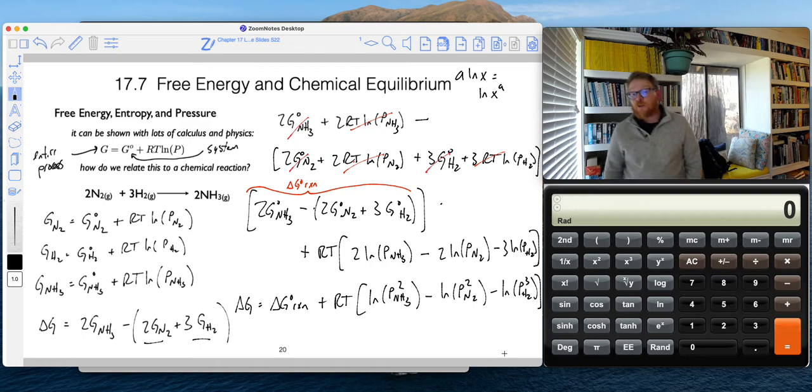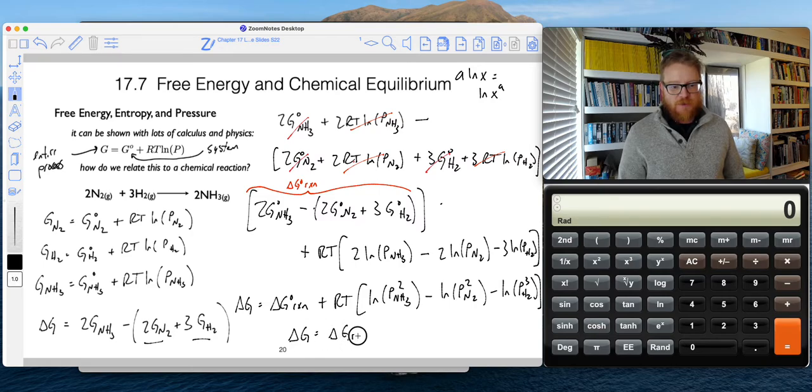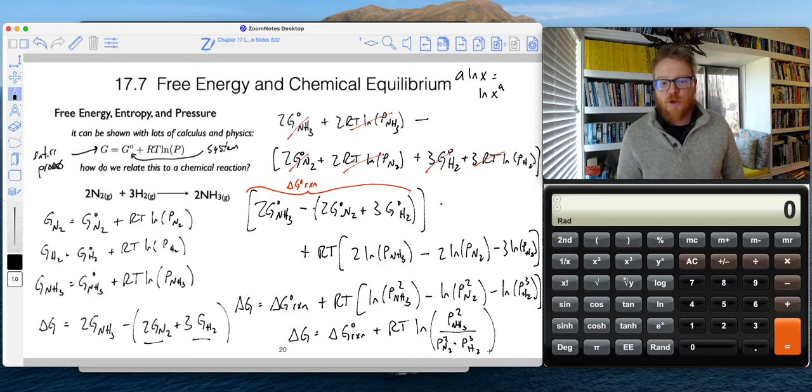Well, there's another log trick I can make. And that other log trick, right, is when I subtract logs from each other, it's the same as dividing them. So check this out. This is pretty cool what ends up happening. Delta G equals delta G of reaction plus RT times the natural log of all of this stuff, which just ends up being PNH3 squared over PN2 squared times PH2 cubed.